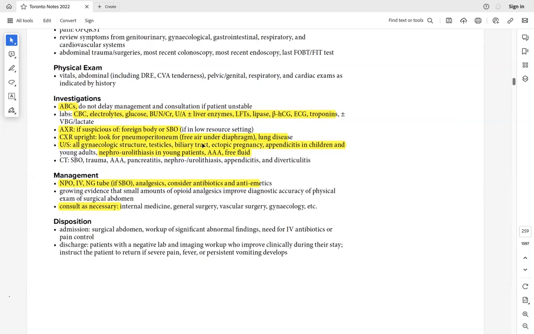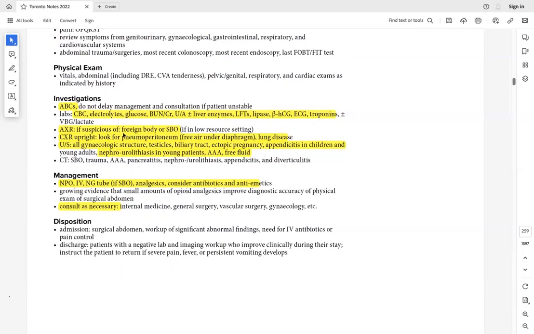Any other thing we are suspecting, any appendicitis, any patient presenting with pain in the flank area, any history of nephrolithiasis, then except for children and females, we do a CT scan. But in children and females, we do the ultrasound.